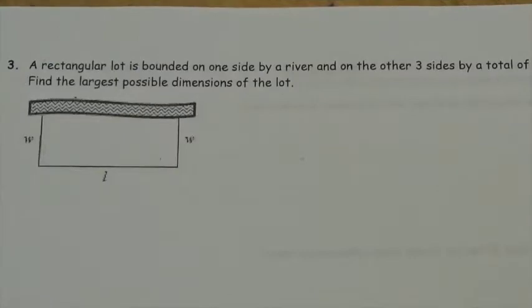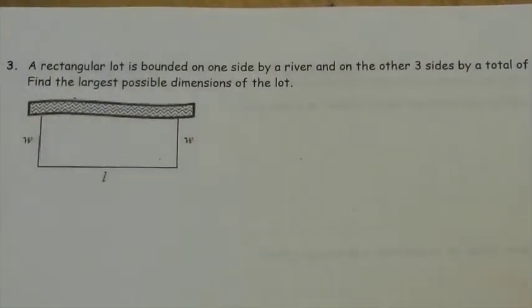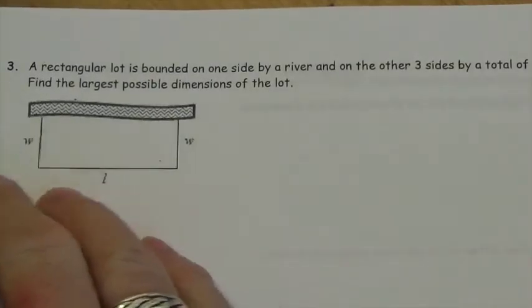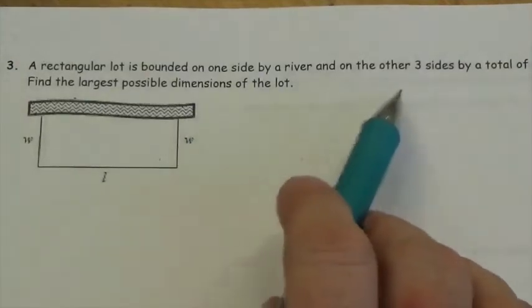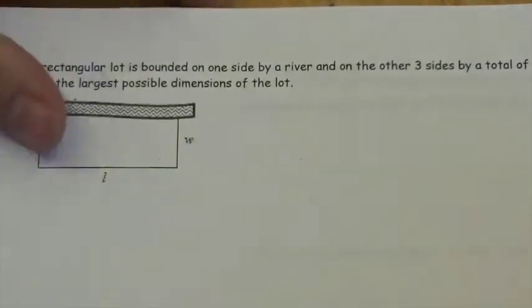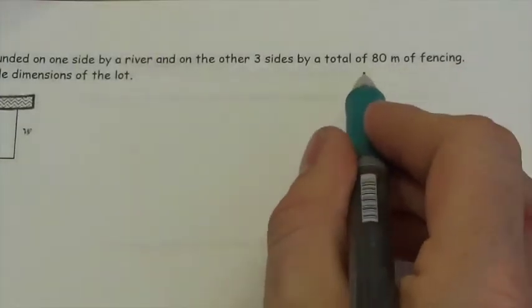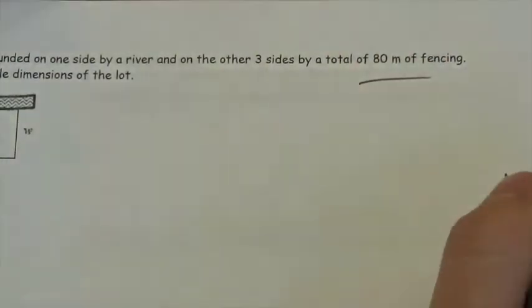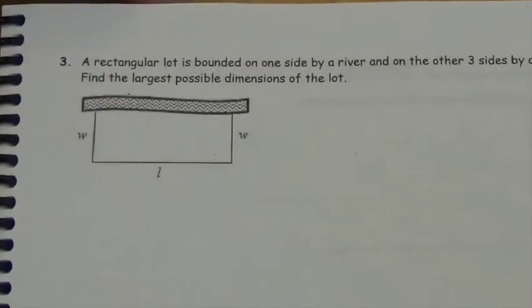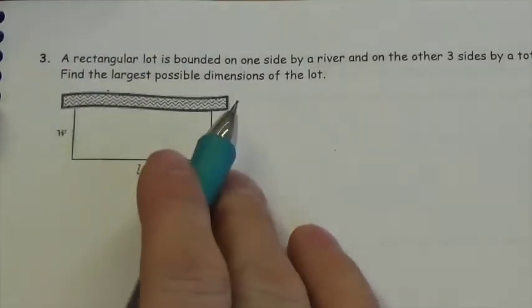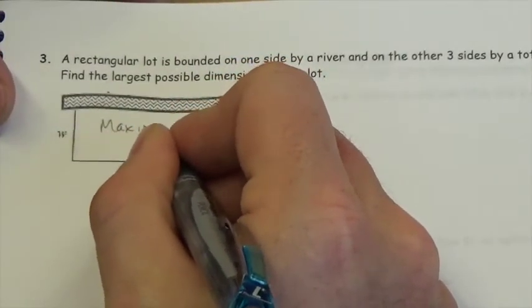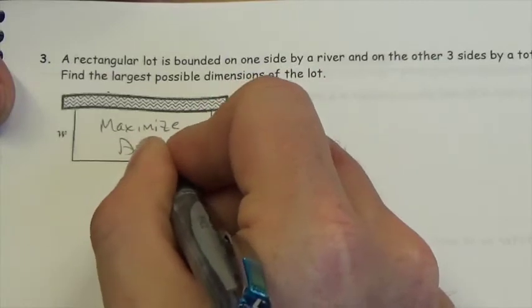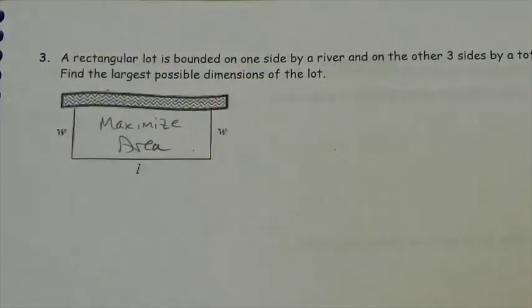Now let's take a look at some area and perimeter problems here. So the first question says a rectangular lot is bounded on one side by a river, and on the other three sides by a total of 80 meters of fencing. 80 meters of fencing. That's an important bit of information there. We want to find the dimensions of the largest possible lot. So what we're going to try to maximize is area, largest possible lot.